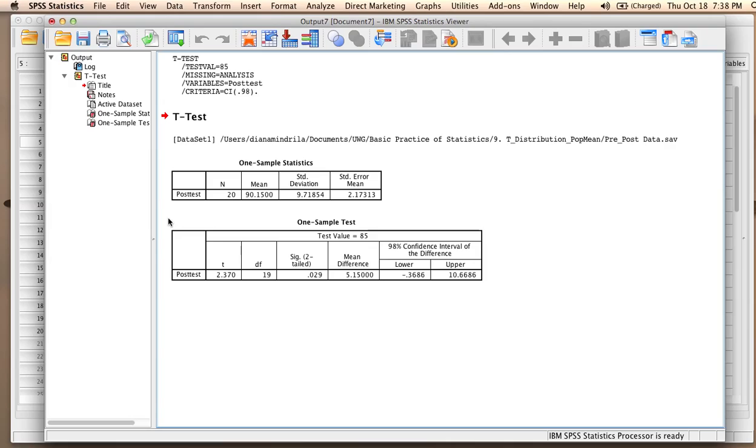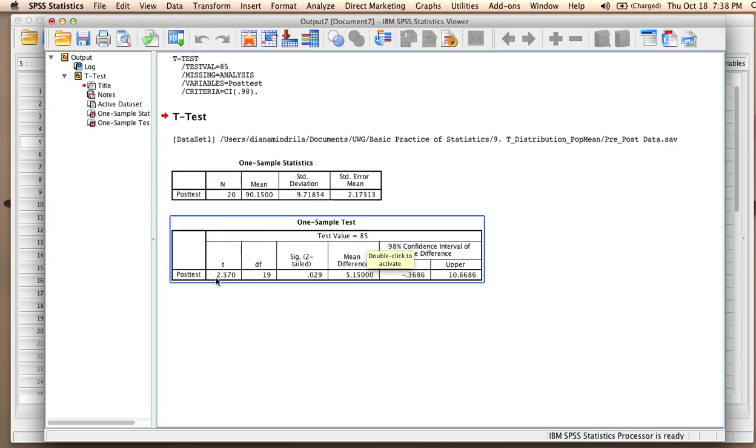The output window includes two tables. The first table includes just descriptive statistics, the sample size, which is 20, the mean for our variable, which is 90, the standard deviation, and the standard error for the post-test variable. The second table is the one that gives the results of the test of significance. We can see on the top here that the test value was 85. This was our population mean.